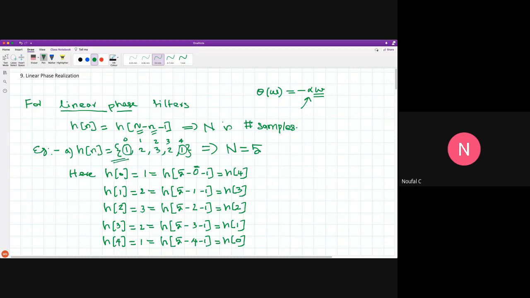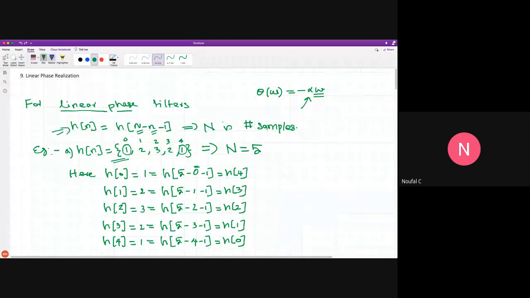If you look at the linear phase filter, this property is being obeyed. What does this property say? h of n equal to h of N minus n minus 1. Now let me take the next sample. h of 1 is equal to 2, because the second sample is 2. Suppose I find h of N minus n minus 1. Capital N is 5, small n at this instant is 1, so 5 minus 1 minus 1 is h of 3. So you can see that h of 1 and h of 3 are equal.